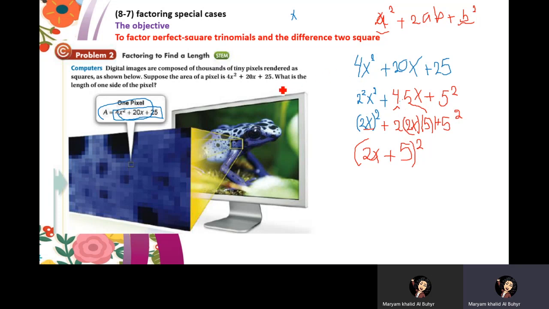But miss, they asked me what is the length of one side, not two sides. This is the area, all of it. I factored the area and I know the area for the square is side squared, which means s times s. Oh, okay. So I can understand the length of only one side. So it is equal to, just take one from them without power. So 2x plus 5. You are done like that.